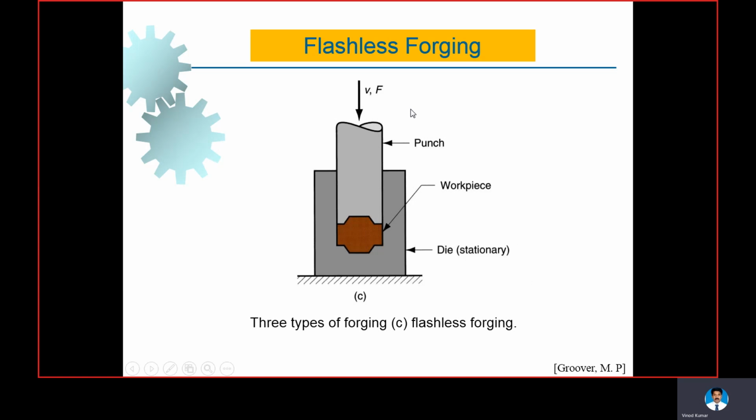In flashless forging, there will not be any flash. The material will be completely constrained in the die. So this forging operation is called flashless forging. As the punch moves downwards, the material will get compressed. The punch and die have the final shape of the part to be produced. There will not be any flash or wastage of material in the flashless forging technique.